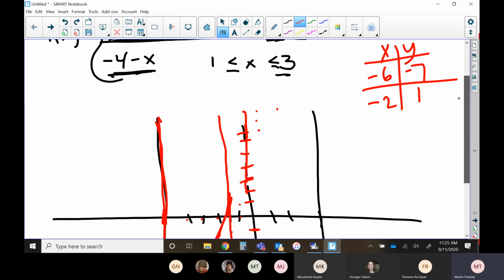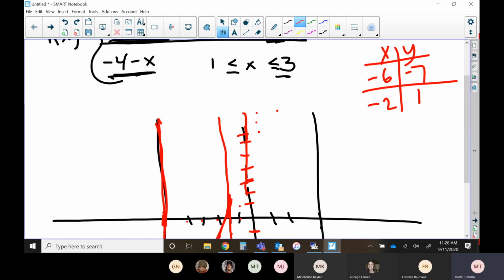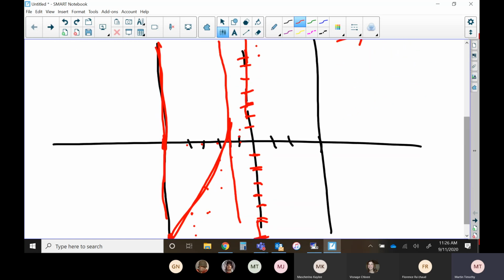What else do you notice? What was the other ordered pair I was going to use? Do you see that I just put negative 6, negative 7 on there? What's the other ordered pair? Oh, negative 2, 1 right here. If I go on there, look, negative 2, 1 is the other ordered pair that was already there. And all I have to do is connect those two. So, 2 ways to graph a line.